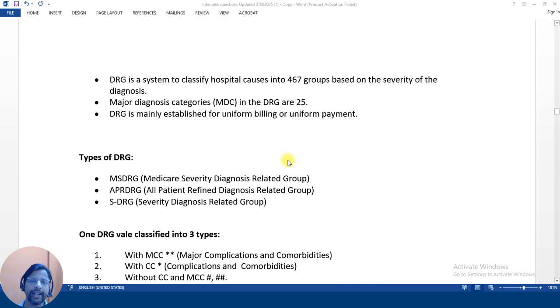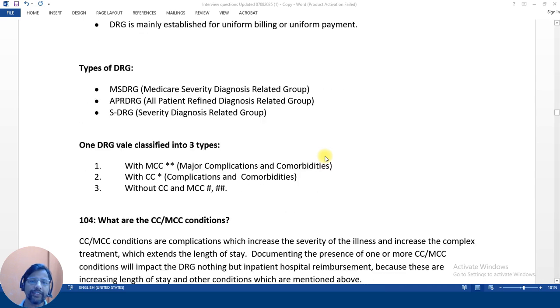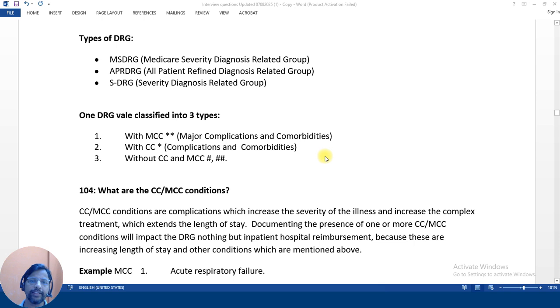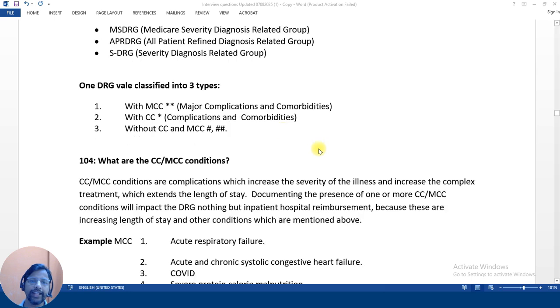Okay. DRG is established for uniform billing or uniform payment. Okay. So all inpatient charges are based on DRG only; the facility will get the amount accordingly. So we have 3 types of DRGs. MSDRG, usually we call it Medicare Severity Diagnosis Related Group. Next we have APRDRG, All Patient Refined Diagnosis Related Group, and SDRG, Severity Diagnosis Related Group. So one DRG value is classified into 3 types.